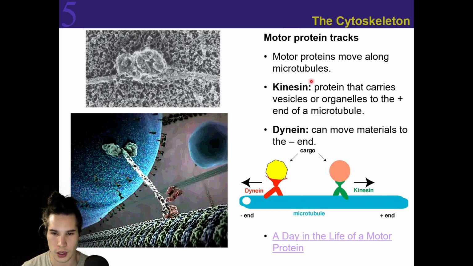We also have this other protein called kinesin. Kinesin is going to carry vesicles, or you could just say cargo, towards the positive end of a microtubule, whereas dynein is going to transport cargo or carry materials to the negative end of a microtubule.